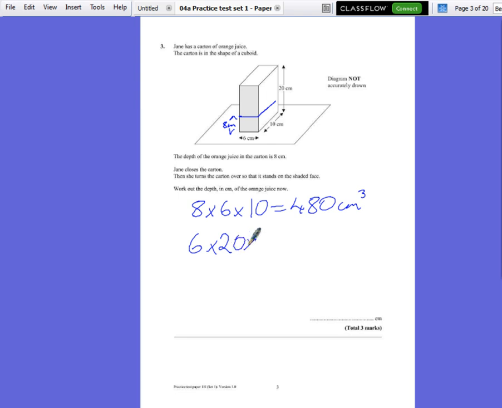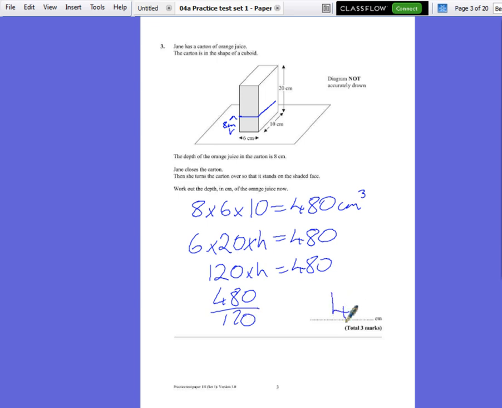And we don't know the height of what the juice will be at, so that's what we're trying to work out, but it will still have a volume of 480. So 6 times 20 is 120, times h will give me 480, so to work out h I just do 480 divided by 120, which will give me h to be 4 centimetres.